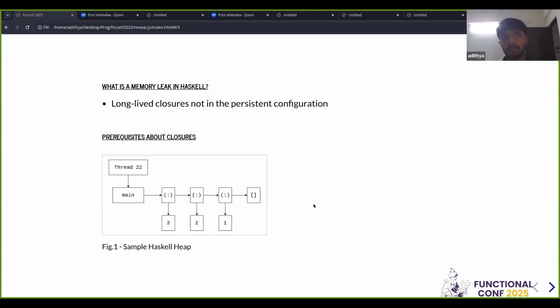If a closure is alive after a lot of GCs, if the closure is long-lived, then it either should be part of some persistent configuration, or there should be some reason why it is long-lived. If there is no reason, then it's probably a memory leak. So this tool is designed to find these kinds of leaks. We can define a memory leak as a long-lived closure that we have no reason for its existence.